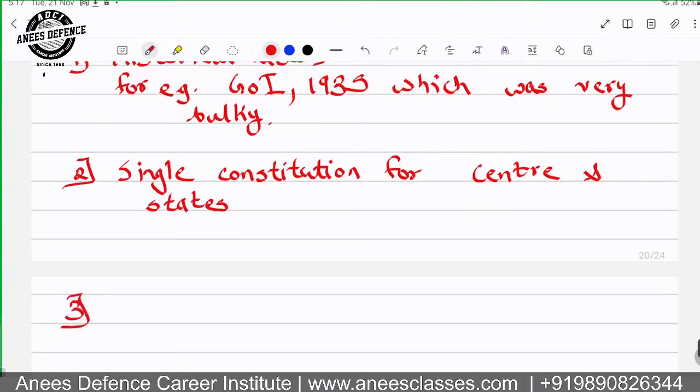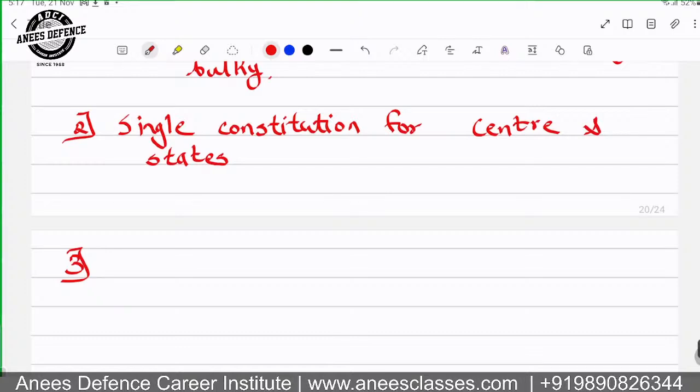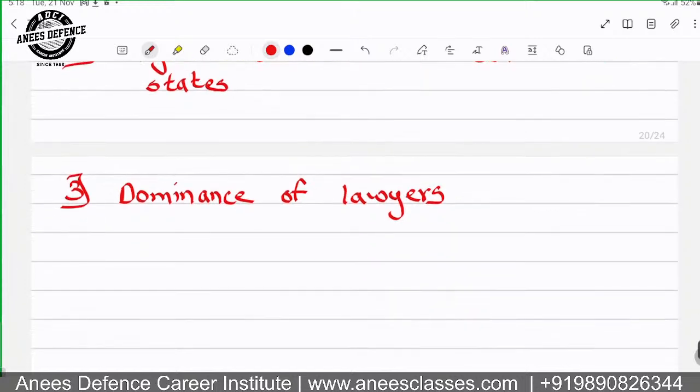Third is dominance of lawyers. As we are studying for the CLAT exam, we know that all knowledge is interplay of words. So the lawyers used a high level of language. That is why the constitution is not in very simple and lucid language. It is in legal language.